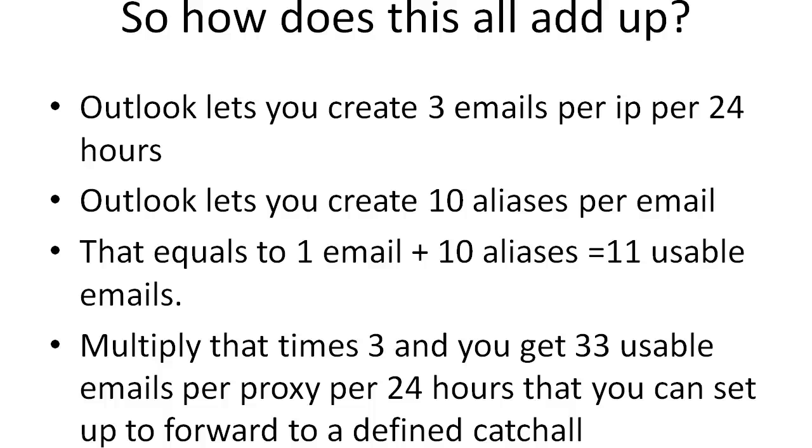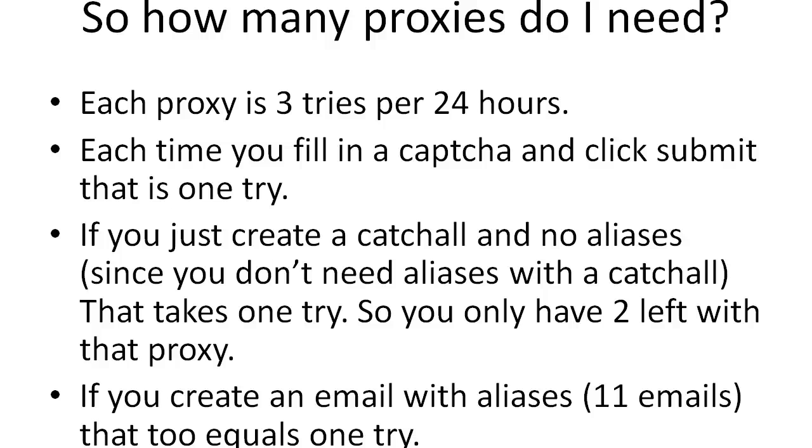So we multiply that times 3, and you get 33 usable emails per proxy per 24 hours that you can set up to forward to a defined catch-all. Pretty cool stuff. So how many proxies do I need? Each proxy is 3 tries per 24 hours.